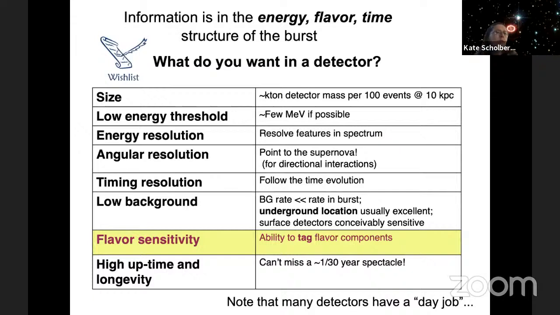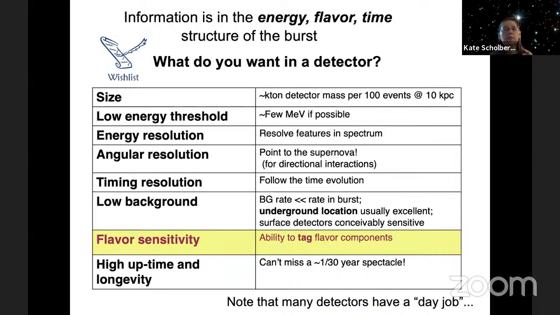Okay, so let's talk about what you need in a detector. And this is the wish list, that if you're an experimentalist, these are the properties of a detector that you want to consider when you're trying to build a detector. So first of all, you need a lot of detector mass, just because of the low neutrino cross-section. Even though the burst is incredibly bright, it's still a low event rate. And you need about 1,000 tons of detector mass for about 100 events. That's just the back of the envelope order of magnitude.